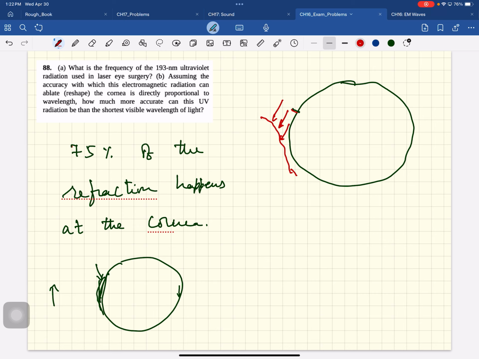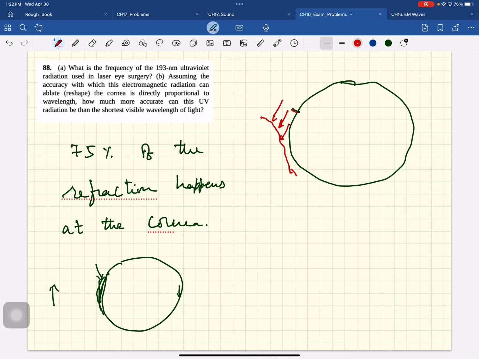Now you're reshaping the cornea by burning off cells. You want to be as precise as possible. So if you use a light of that wavelength, that is the smallest dimension you can ablate. So the smaller the wavelength, the sharper your scalpel. That's the idea. All right, so that's LASIK surgery.